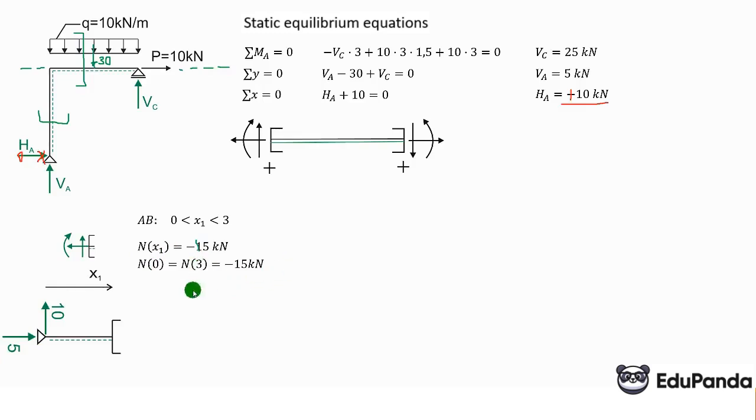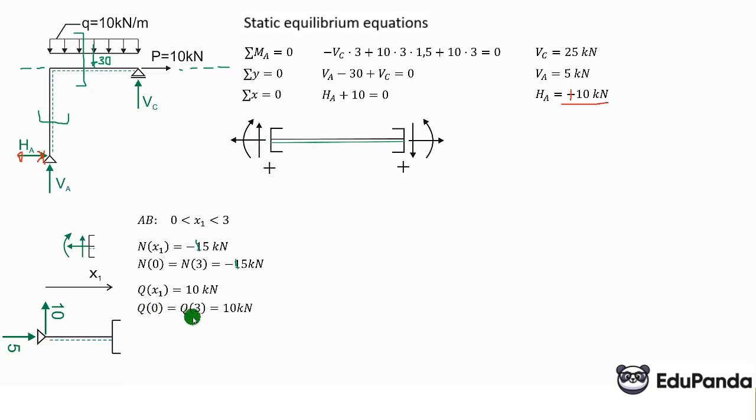Next, the shear forces. So we already know that our 10 is positive, which means that the wheel from x1 here has only that shear force of 10. Therefore, for both 0 and 3, the value will be 10 kN.